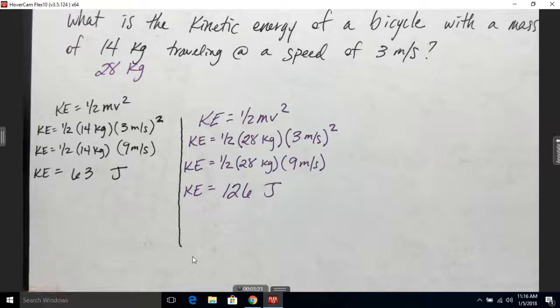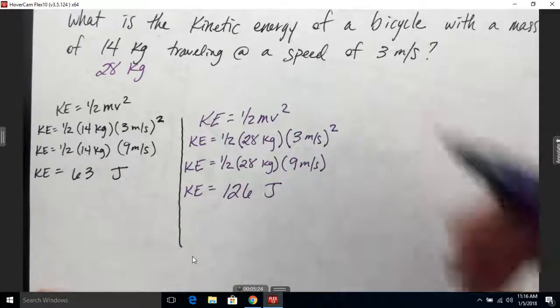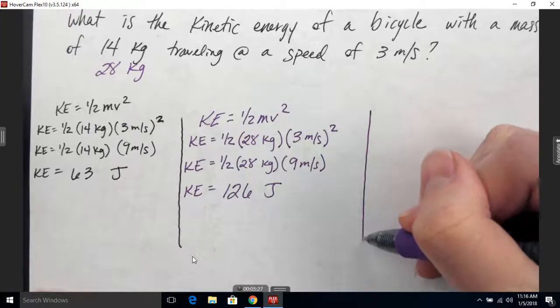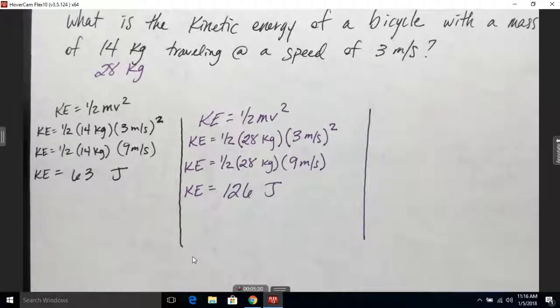There's going to be a pattern here. Okay, y'all should notice that there's a pattern here. It's not multiplied by 2 2. 63 times 2 is 126. We doubled the mass. And so what happened to the kinetic energy? It doubled. So what if we double the mass again?